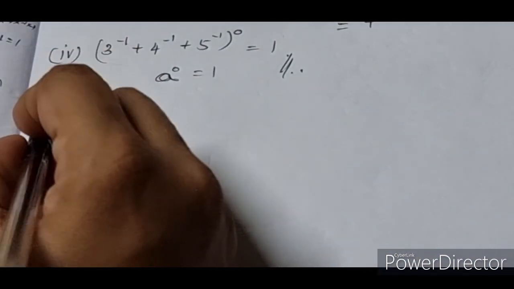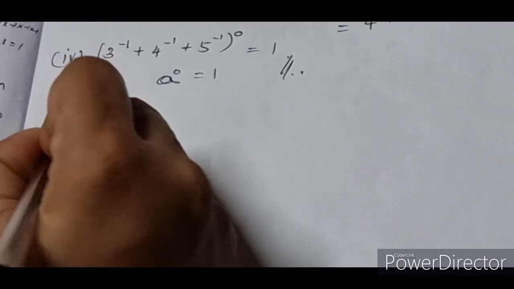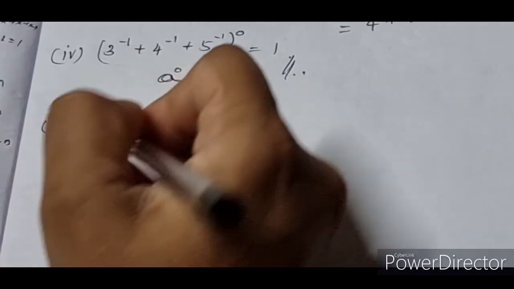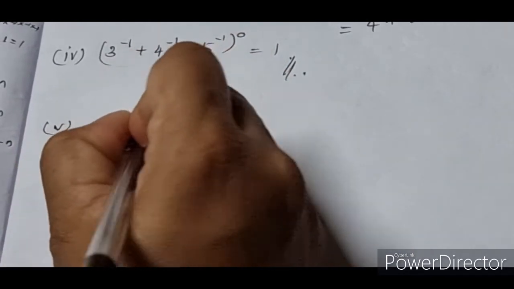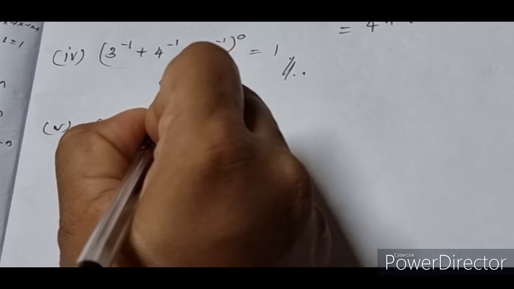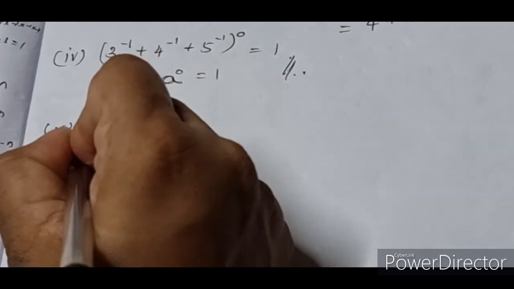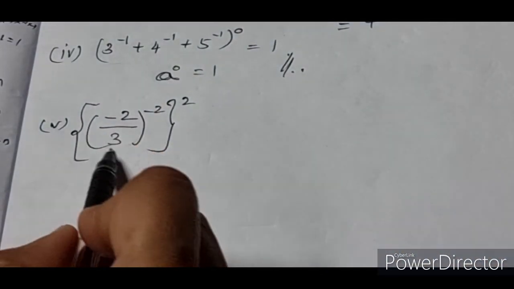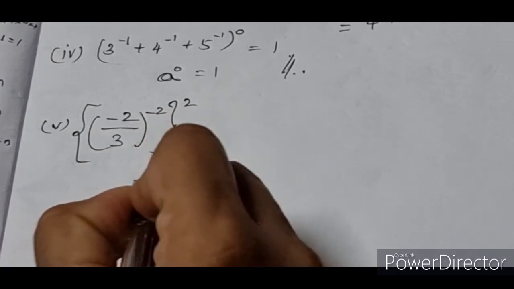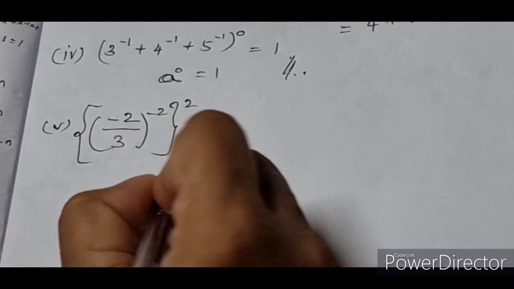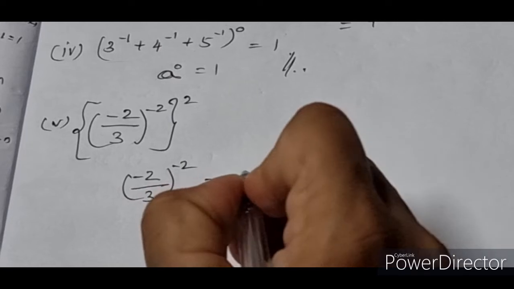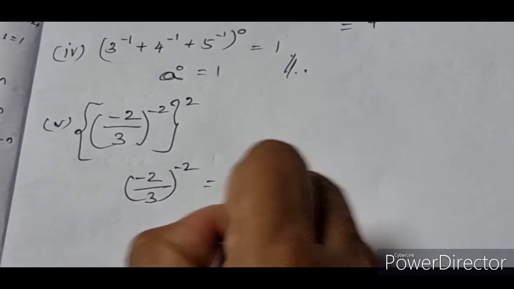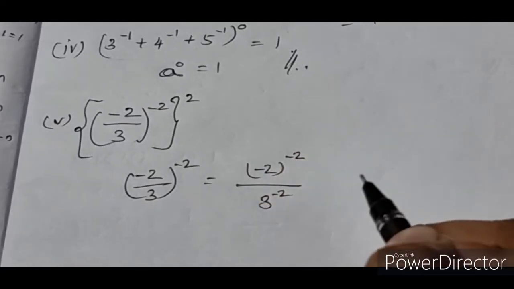Let's move on to the next question. Next subdivision. Minus 2 divided by 3 whole power minus 2 whole power 2. Okay, let's see the internal part alone. Minus 2 by 3 to the whole power minus 2. This can be written as minus 2 to the power of minus 2 divided by 3 to the power of minus 2.